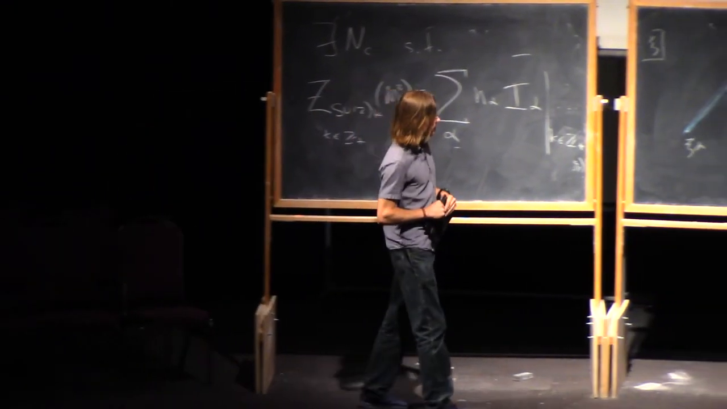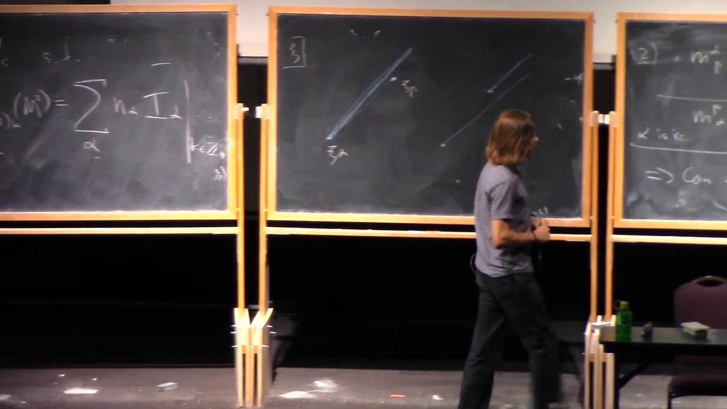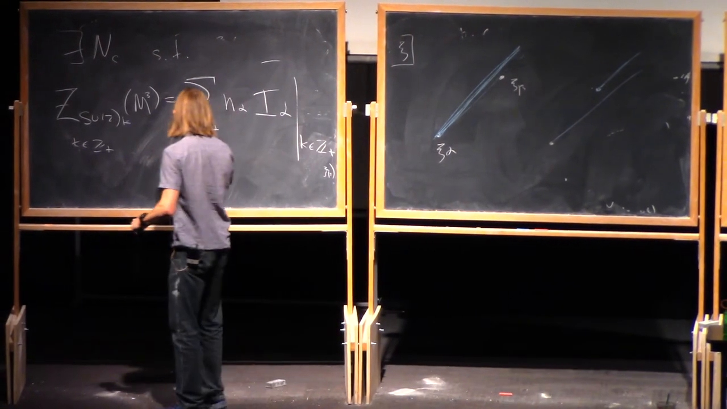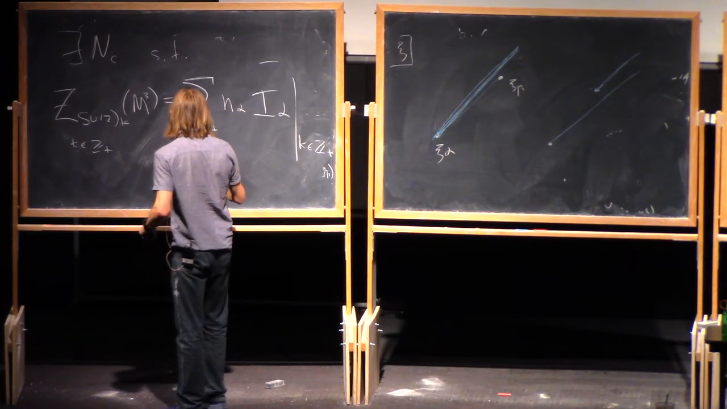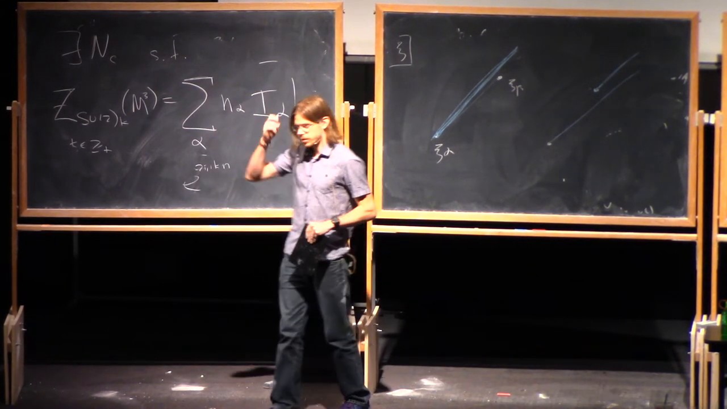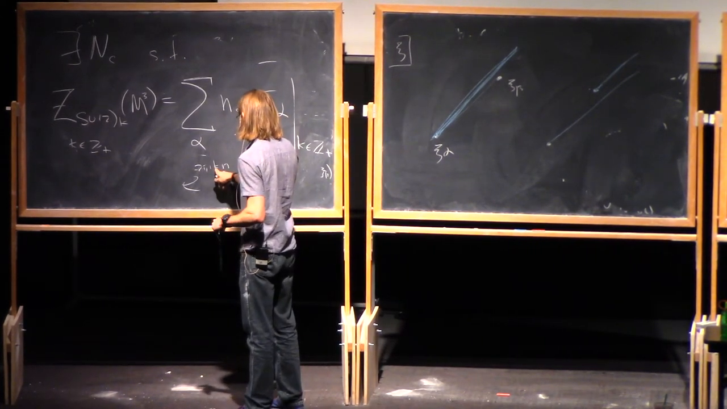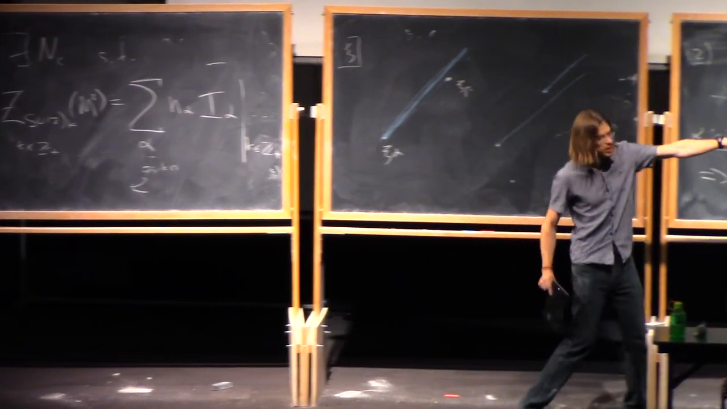Yes, it just shifts by like 2 pi i k times an integer. That's why when you restrict k to Z plus, you only care about those sums.